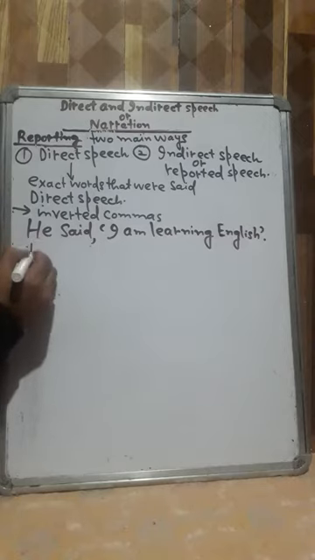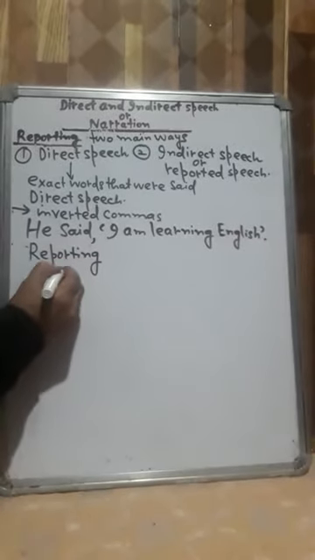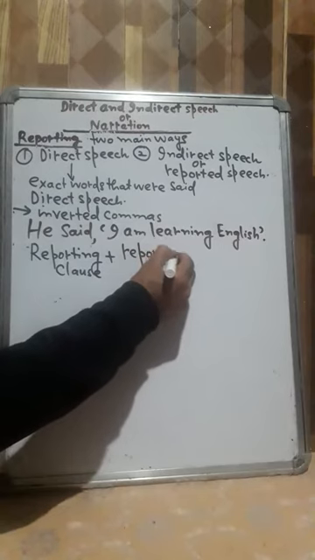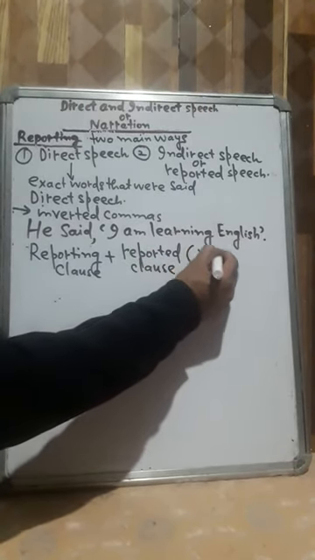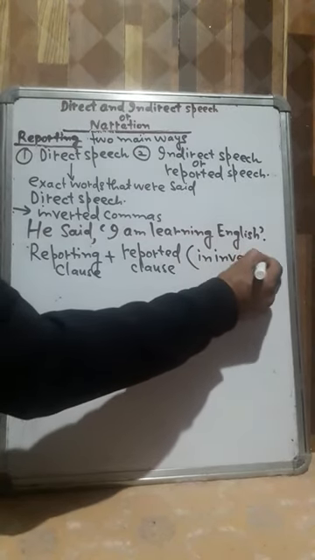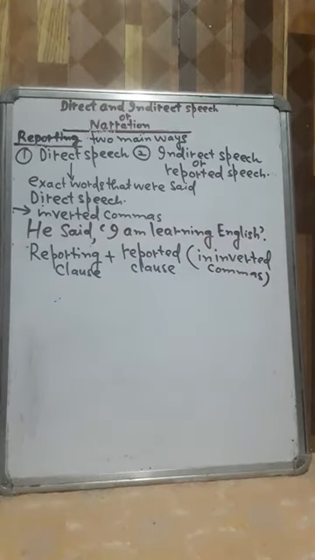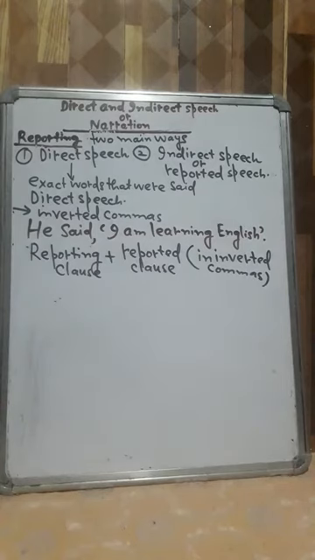The structure of direct speech is like this. A reporting clause plus a reported clause in inverted commas. A reporting clause, a reported clause in inverted commas, that is the structure of direct speech.